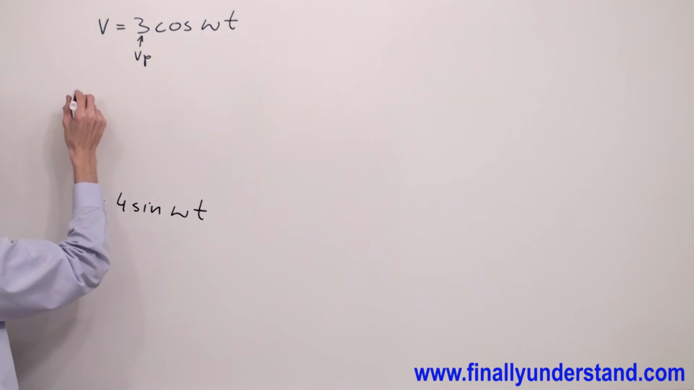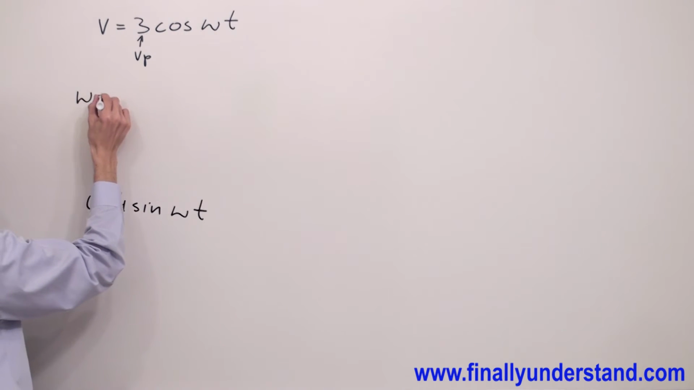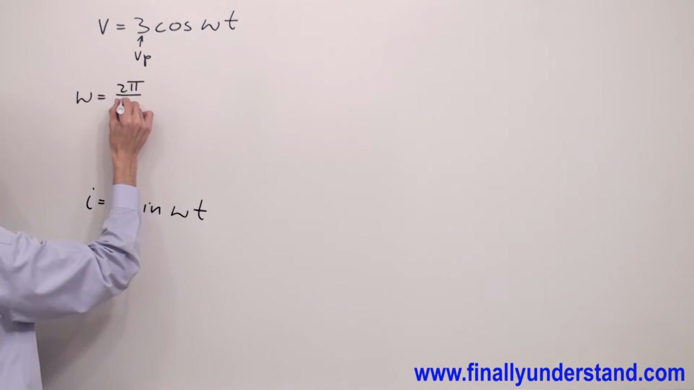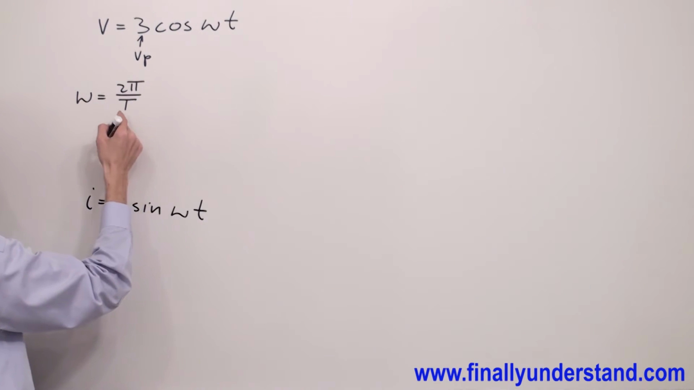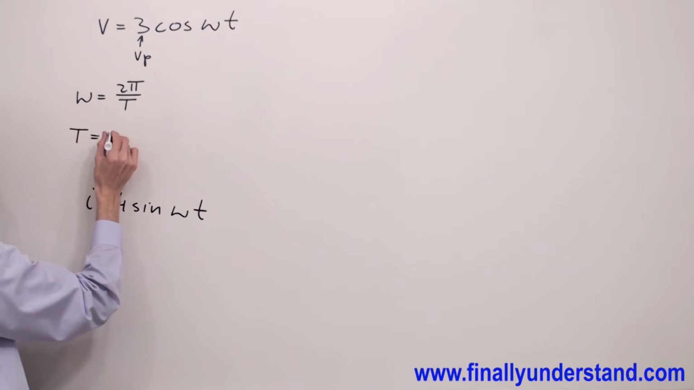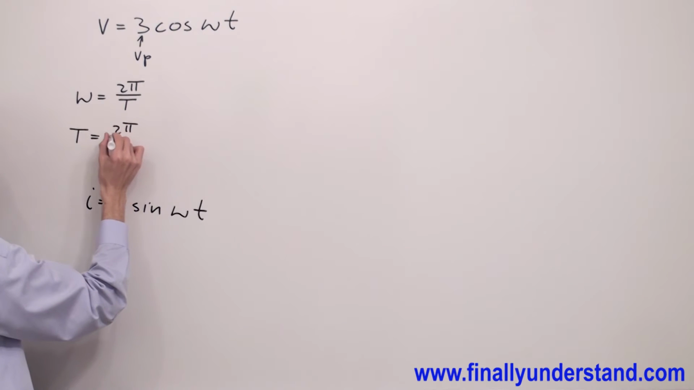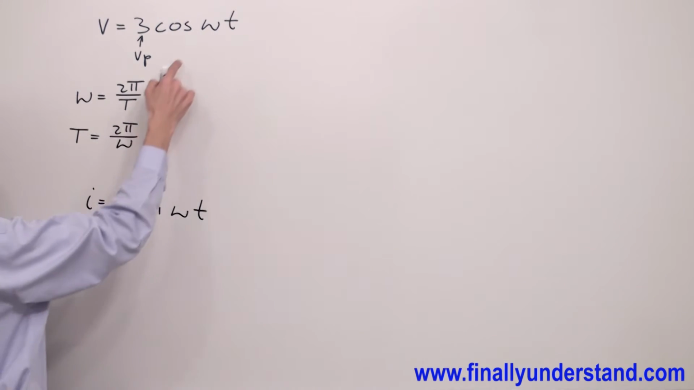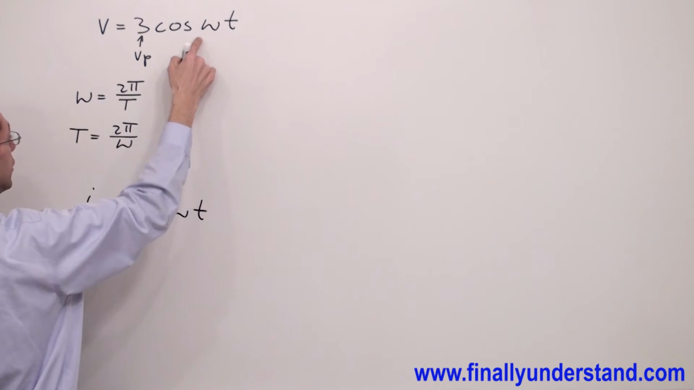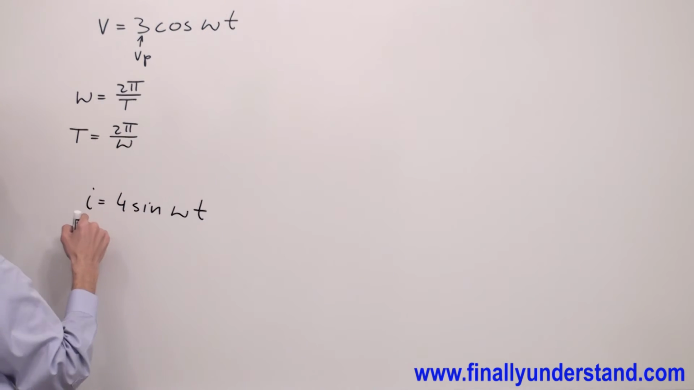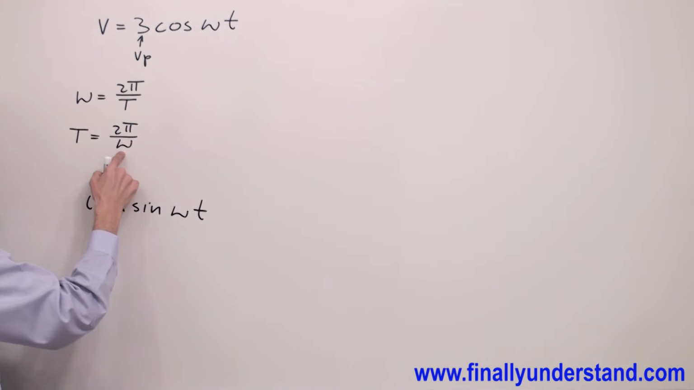Remember that omega is equal to 2 pi over T. If I want to find the period, it is nothing else, just T equals 2 pi over omega. This is the period of this wave. Because I do not have any numerical value, I'm going to leave T equals 2 pi over omega.